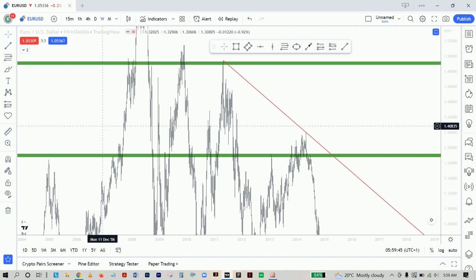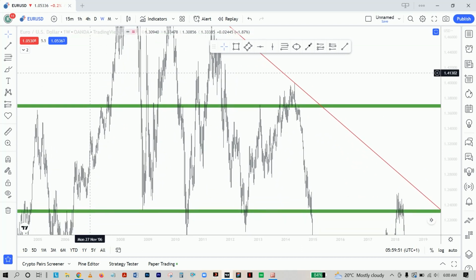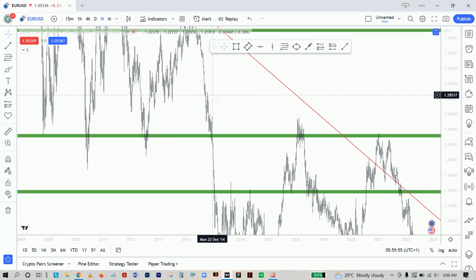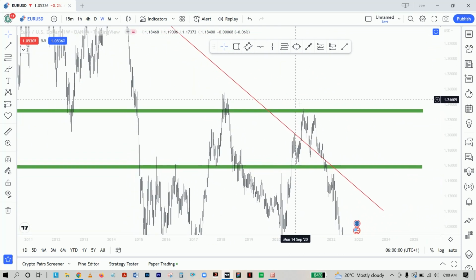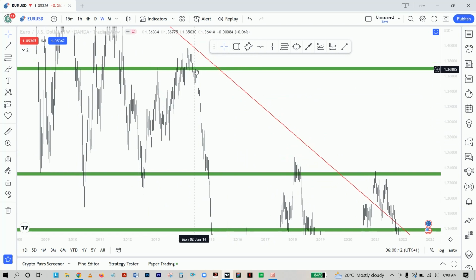And check out how to properly draw support and resistance levels, or zones rather, because these are actually zones and not levels. I explained everything properly in that video. Another important thing I mentioned in that video is the market always moves from zone to zone.